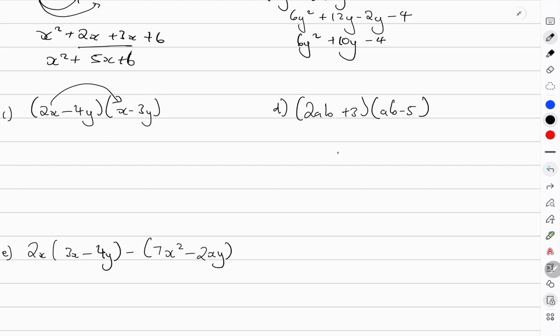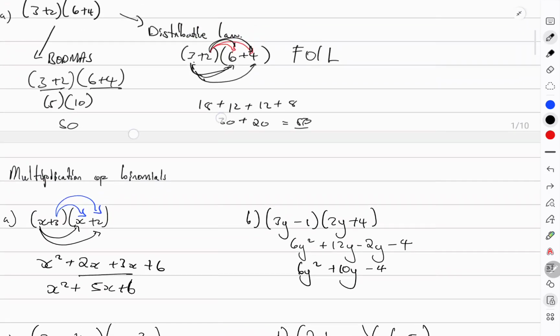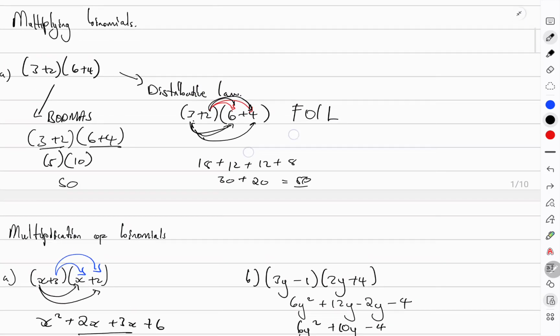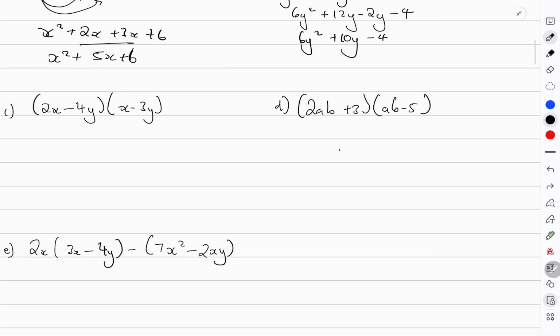Because we saw that when I used BODMAS here, and when I use distributive law, I still got the same answer. It means here I cannot use BODMAS because I'm having unlike terms. But then what am I supposed to use? Distributive law, or expand, or the FOL method. 2x will multiply the x, giving us 2x squared. The 2x will multiply the negative 3y, giving us negative 6xy. The negative 4y will multiply the positive x, which is going to give us negative 4xy, the negative 4y will multiply the negative 3y, which is going to give us positive 12y squared.